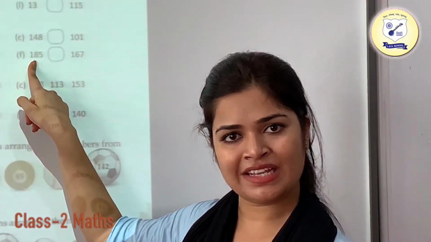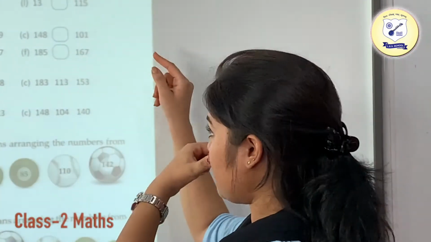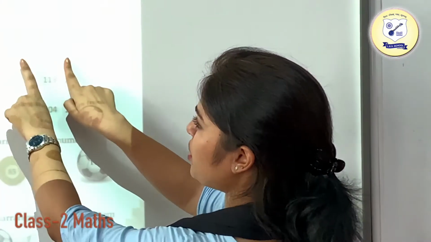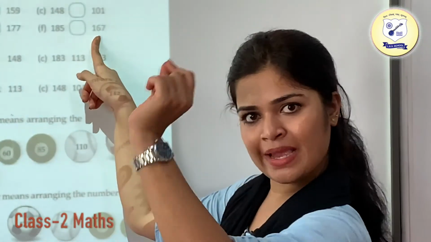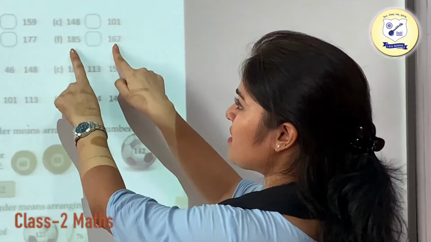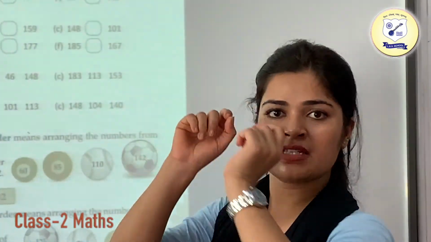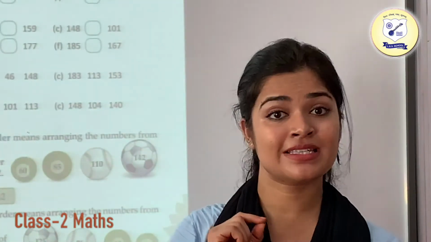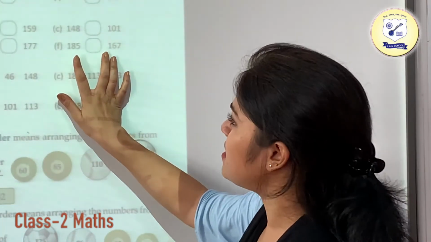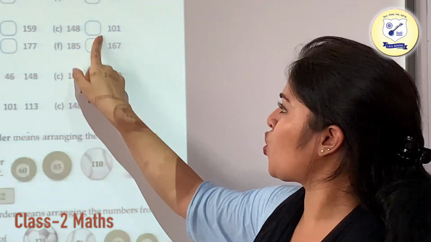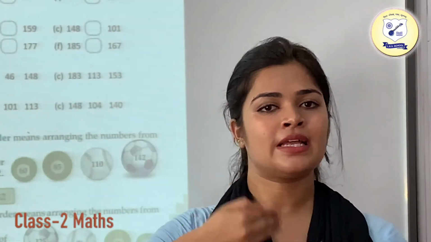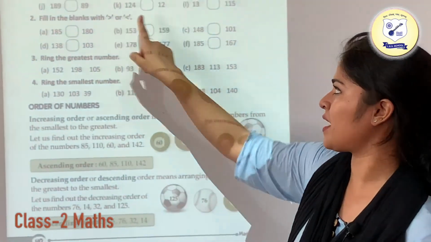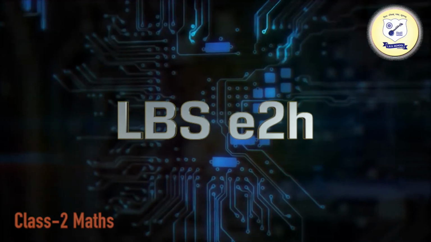Similarly, you can see here we have two numbers. The first one is 185, the second one is 167. First of all, we check the 100 place value, which has the same digit, 1. Move to the next place, which is the tens place. In the first number we have 8 on the tens place, and in this number we have 6 on the tens place. Since 8 is greater than 6, this whole number is going to be greater than 167. So we are going to keep this sign over here.